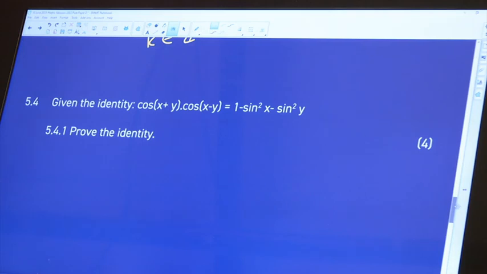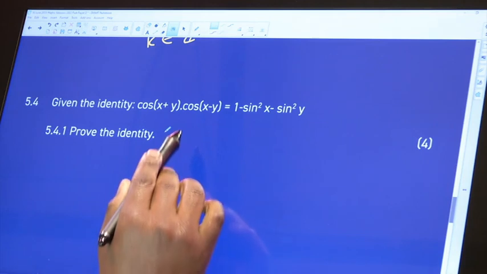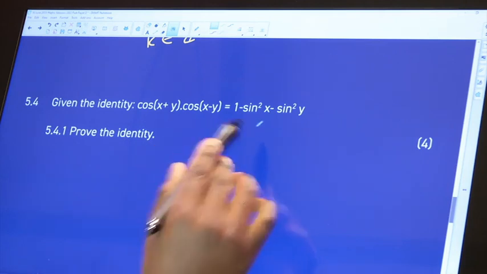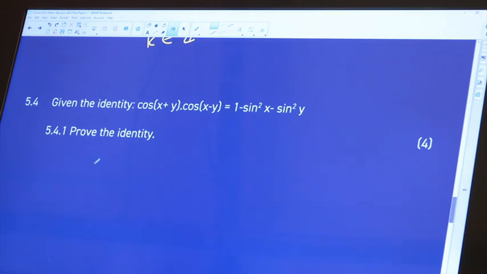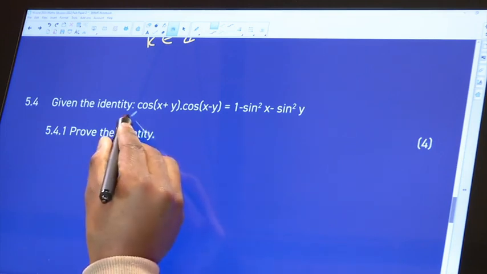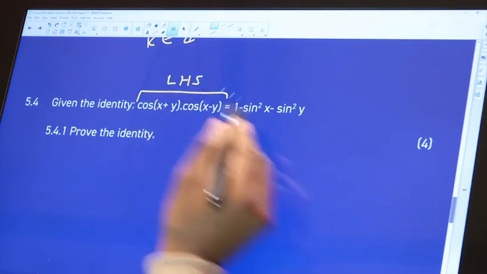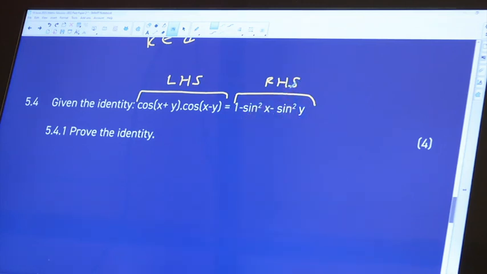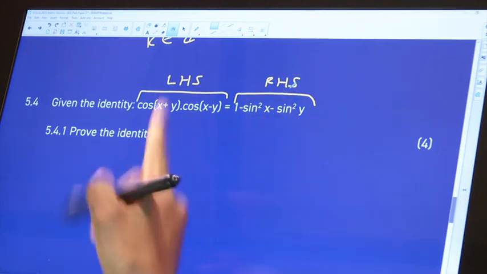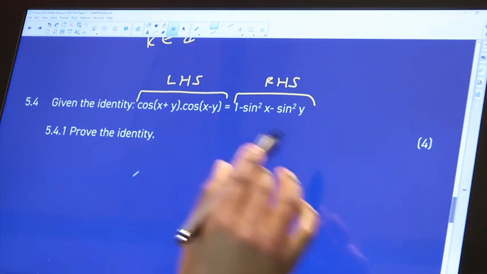5.4 says, given the identity cos of (x plus y) multiplied by cos of (x minus y) equals 1 minus sin squared x minus sin squared y, we want you to, first of all, in 5.4.1, prove the identity. When you are proving the identity, remember, you're sitting with two sides. This is regarded as the left-hand side, and this here is regarded as the right-hand side. You can't mix them up. Don't add anything on both sides. Don't subtract anything on both sides. You have to work out one side independently, and the answer should look like the other one.